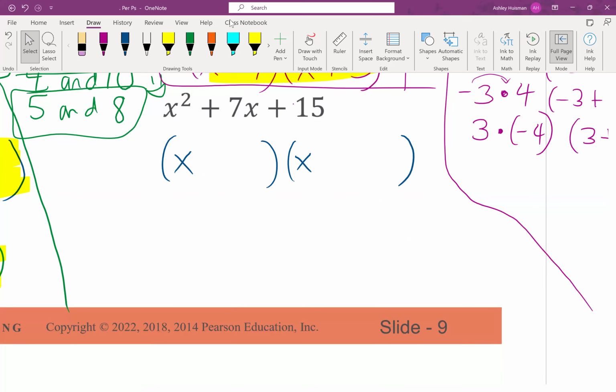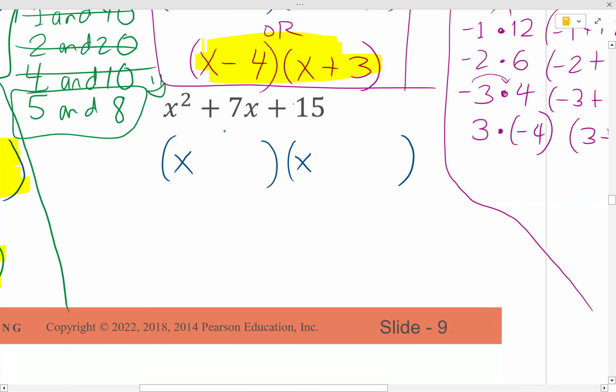Let's see. Ooh, this is a good one. I want numbers that multiply to make 15, but add up to 7. Look at 15. The good thing is those are both positive numbers, +15 and +7, so all the numbers I need are going to be positive. 1 times 15 makes 15, but 1 plus 15 is not 7.